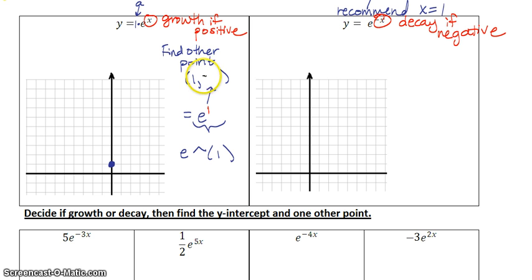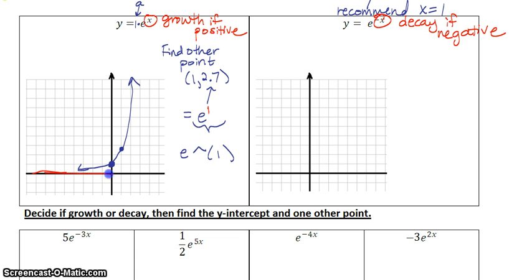So that's going to end up being 2.718. And because of the e being a decimal, all of these are going to be approximate for the other point today. All right, so (1, 2.7), there it is. I'm going to now draw in my general shape. And this one looks like exponential growth. And then I'm going to find the domain and range and the asymptote.